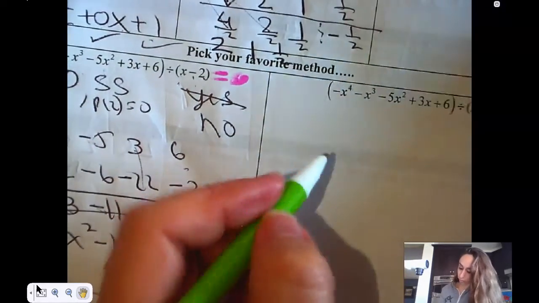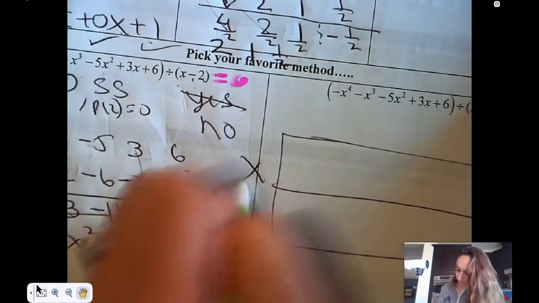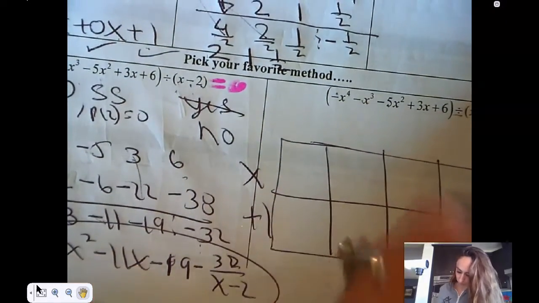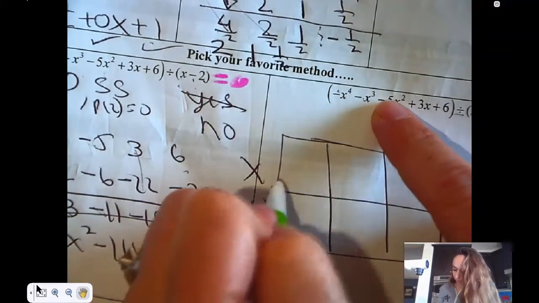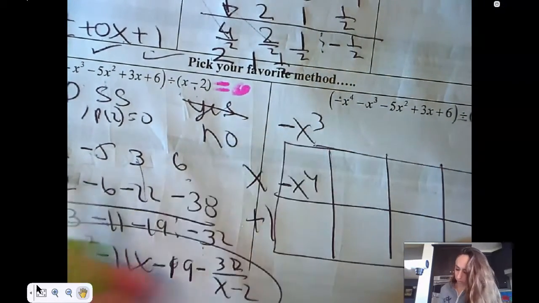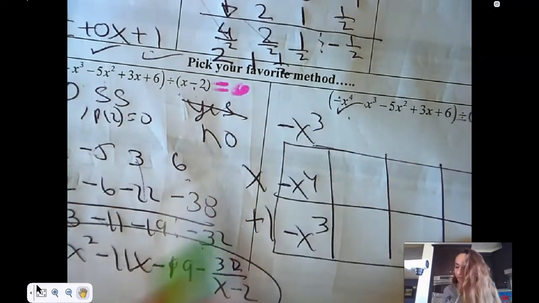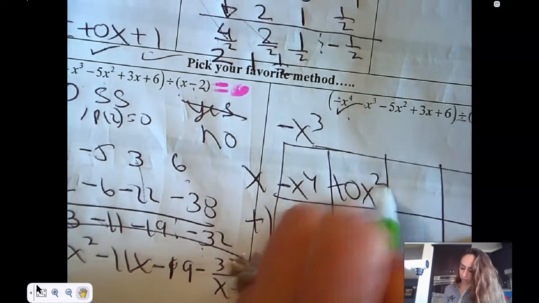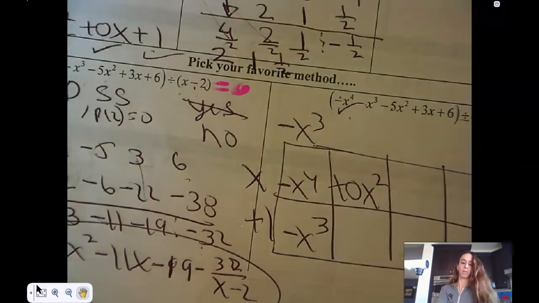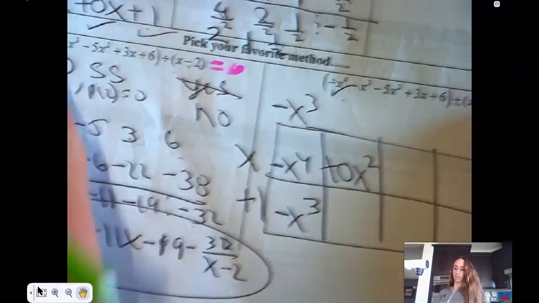Let's do the reverse box because I think you guys like that one. X plus 1, 1, 2, 3, 4, 5, 1, 2, 3, 4. So negative x to the 4th, 6. So negative x cubed, negative x cubed. So that's done. Oh, that is negative x cubed. So plus 0x squared. What did I do wrong? Hold on one second. I'm having a hard time. I don't know why I was matching this one to this one. They're not the same problem.